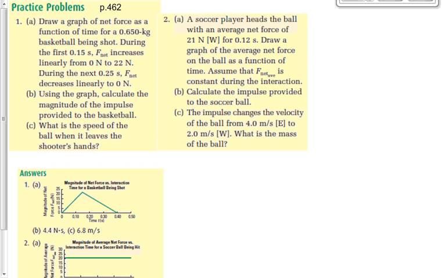All right, we had three questions for homework, two on page 462 and one on worksheet number 2, question number 9. We're going to take a look at question number 2 here on 462, first of all. It says a soccer player heads the ball with an average net force of 21 newtons west for 0.12 seconds. Here's force, here's time. It's a constant value of 21 newtons for 0.12 seconds. There's my graph. What do you notice about this graph compared to the graph that I just drew?